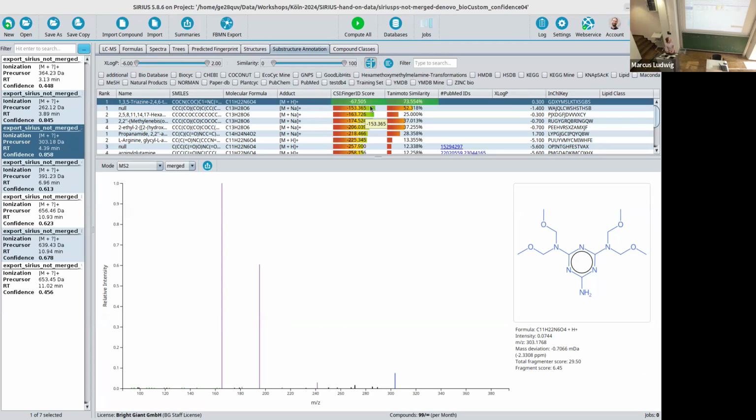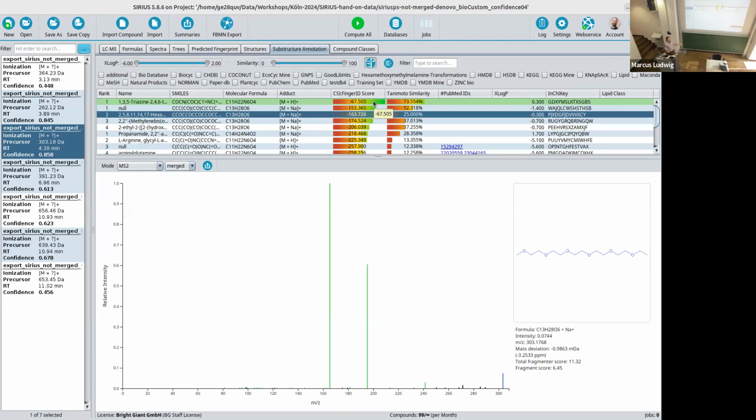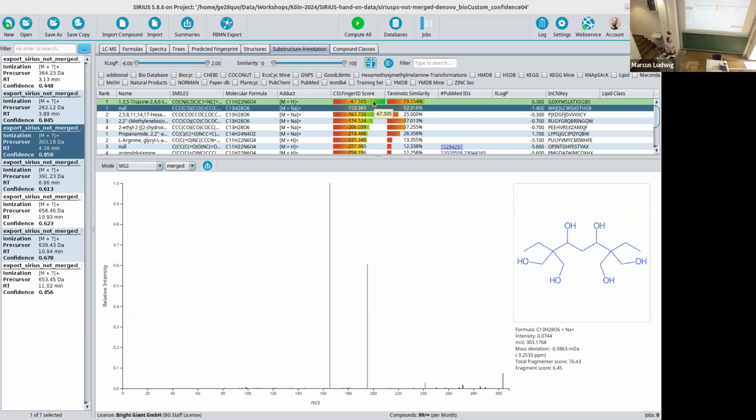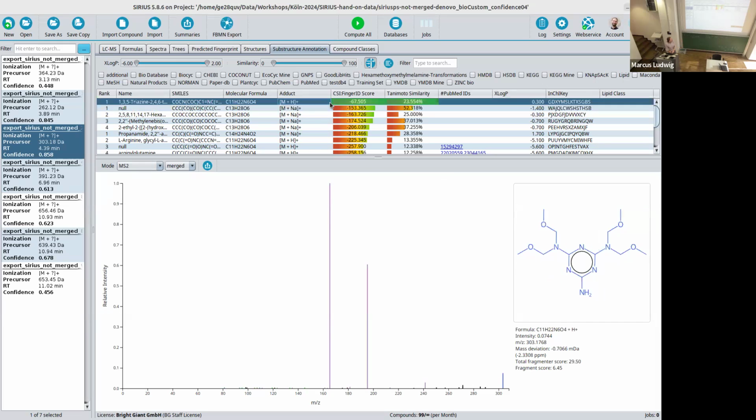For example, if we have a very good hit at top position and then we only have bad hits, this will boost the confidence score. That's maybe because the first structure is really the correct one, but it may also be that we just have strange hits in our database. So it's always good to check this and to see whether the whole structure annotation makes sense.